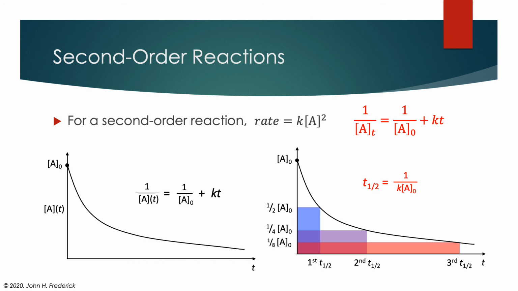So a way to summarize this is an interesting correlation between zeroth, first, and second order rate processes. For the zeroth order process, successive half-lives get shorter. For a first order rate process, they stay the same length throughout. And for a second order process, they get longer.